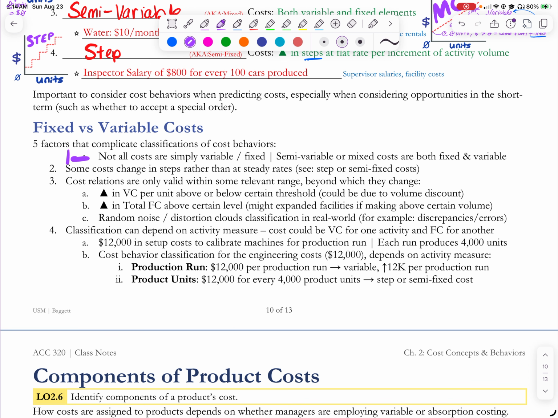Sorry about that. First off, it's not just a simple classification as variable or fixed. Costs like semi-variable or mixed costs can actually be both. They're not mutually exclusive. So sometimes you see a singular cost that has distinct variable and fixed elements.